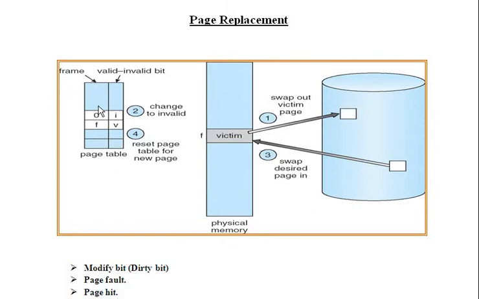Here we can see a page table always has two columns: the frame number or page number, and a bit called the valid or invalid bit. A valid bit means the page is there in the main memory. An invalid bit means the page is not there in the main memory. Let me explain the overall process of page replacement.